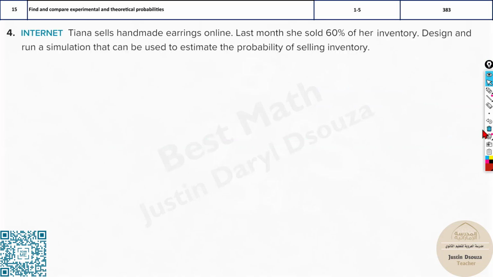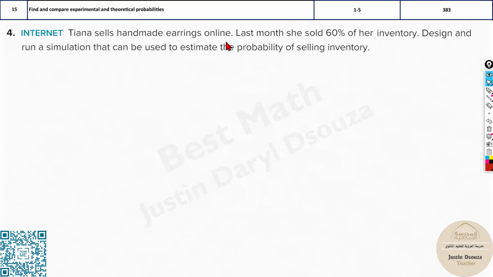That sounds fair. And now we have Tiana, who sells handmade earrings online. Last month she sold 60% of her inventory. Design and run a simulation that she can use to estimate the probability of selling the inventory. See, now over here, you're more likely to get the previous questions for your exam, because over here you need to write your own experiment.